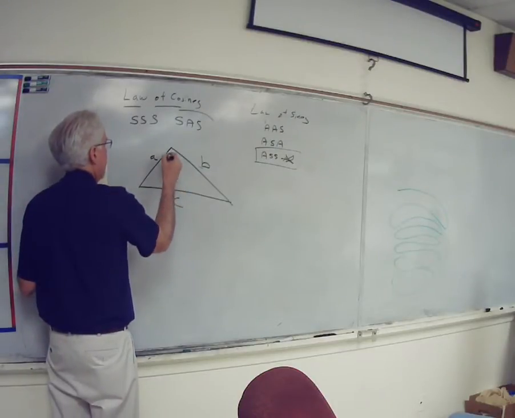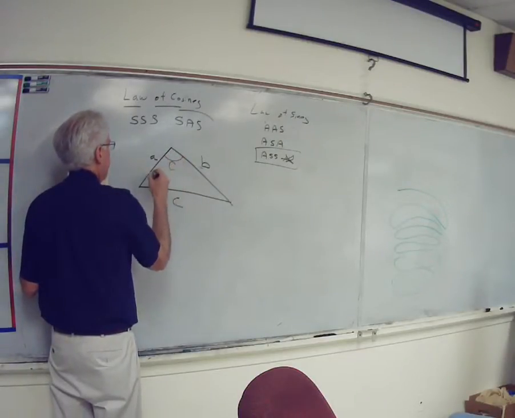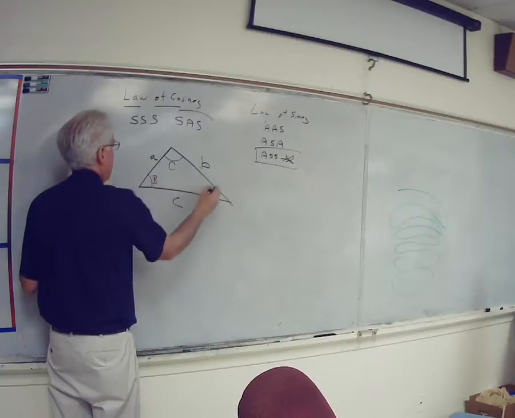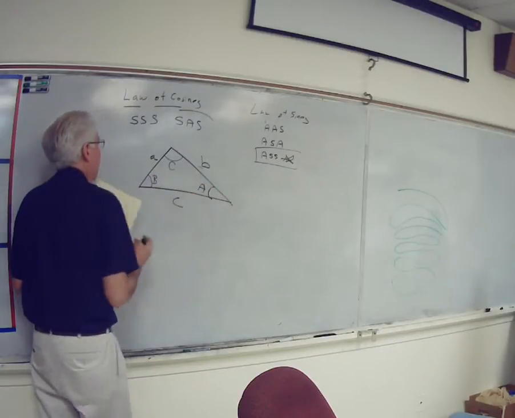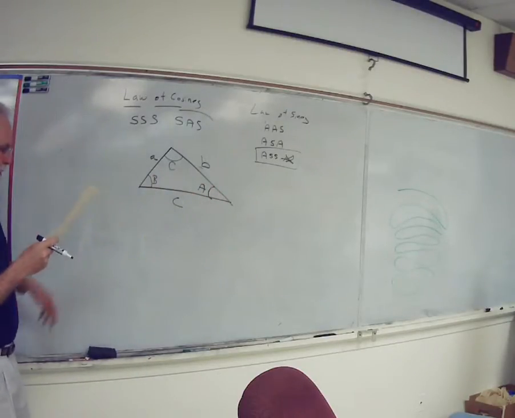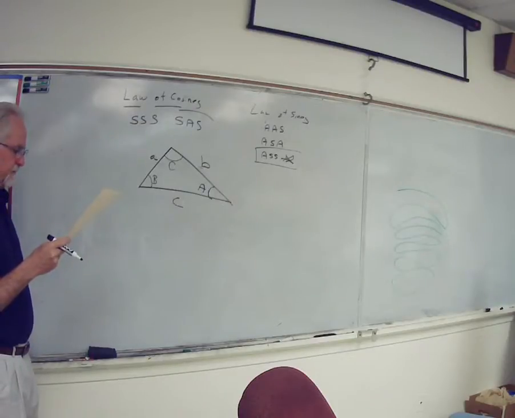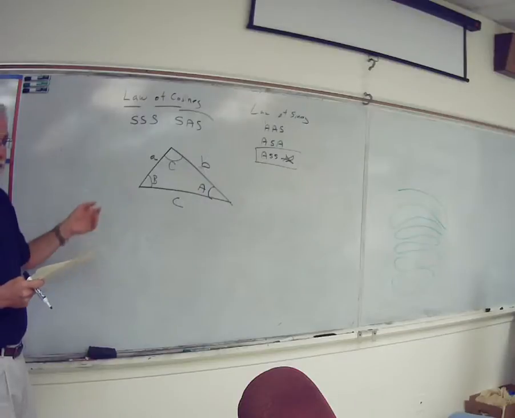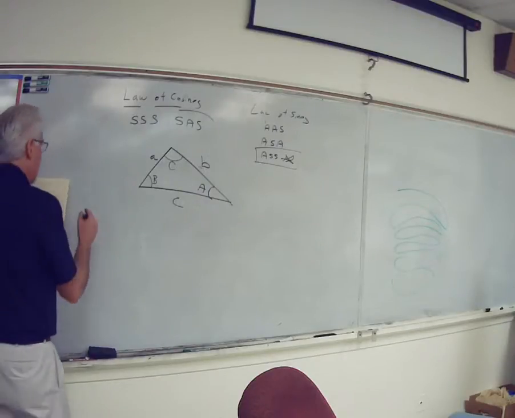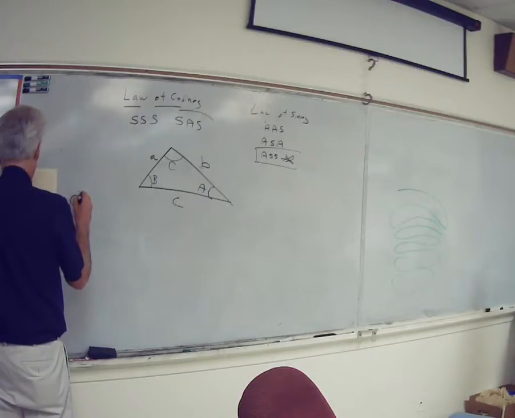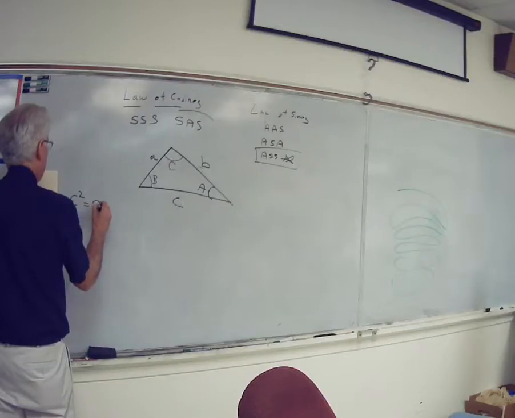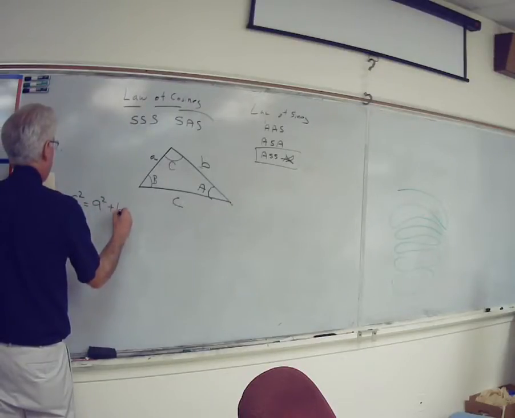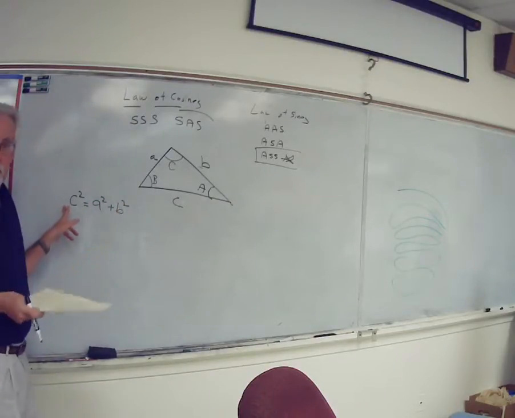This is little c, and then this would be big C, and this would be angle big B, and this would be angle big A. This is a general case, right, where there's not a 90-degree angle. So for this case, c squared is equal to a squared plus b squared. So far, so good, right?